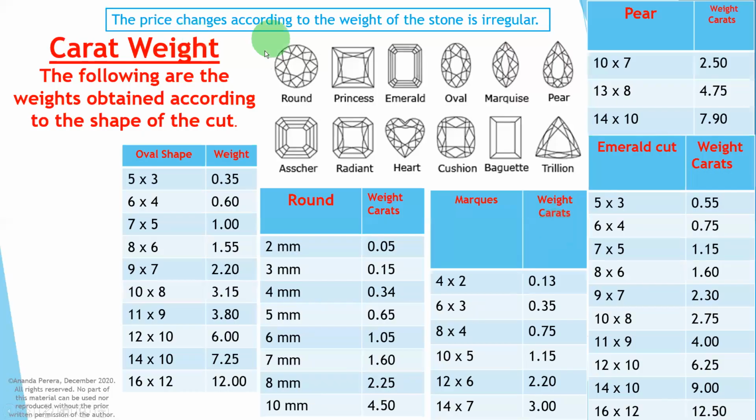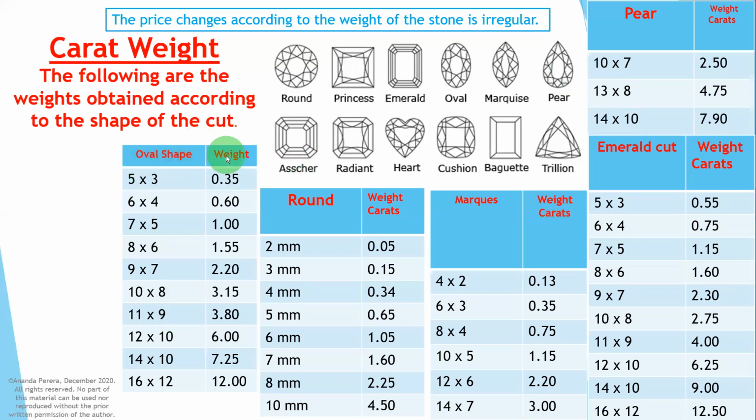Now, carat weight. You need to know this very well. This part, I saw in the gem market, they have no idea about the shape and the carat weight. So you should take a screenshot or print out and remember those values to identify the connection between carat weight and the shapes. The price changes according to the weight of the stone is irregular. The following are the weights according to the shape of the cut. These are the cuts: round, princess cut, emerald, oval, marquise, pear, trillion, baguette, cushion, heart, radiant, ancient.